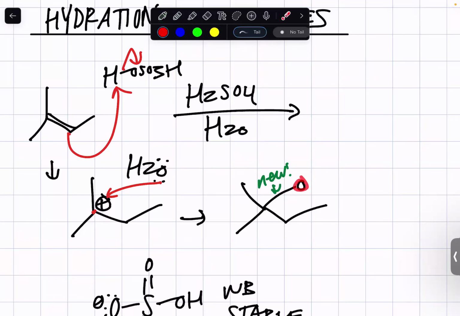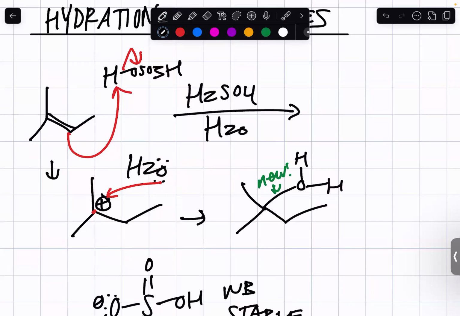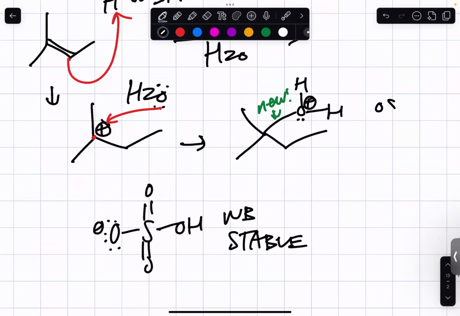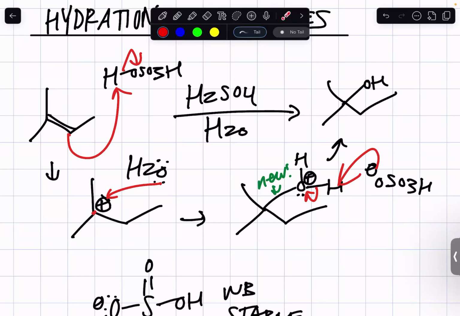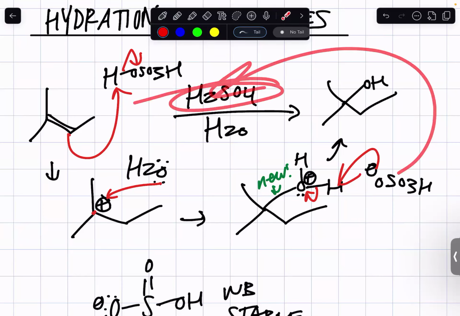This oxygen here is still attached to two hydrogens, like that. And because it has three bonds and one pair of electrons, it's positively charged. The final step is that we could bring in the conjugate base to deprotonate and neutralize the positively charged oxygen to give us our neutral product here, like that. And then we could reform our acid catalyst, H2SO4, from that as well. Okay.